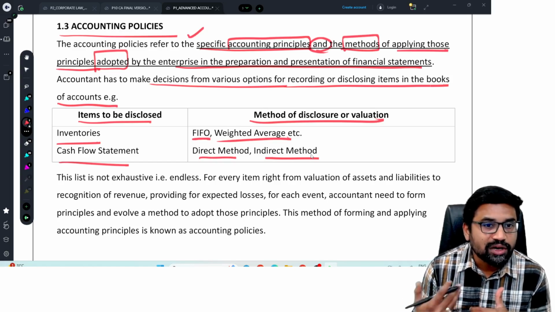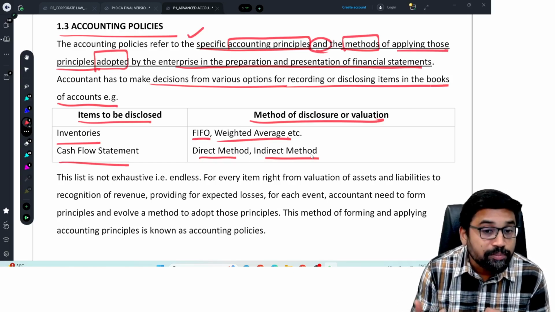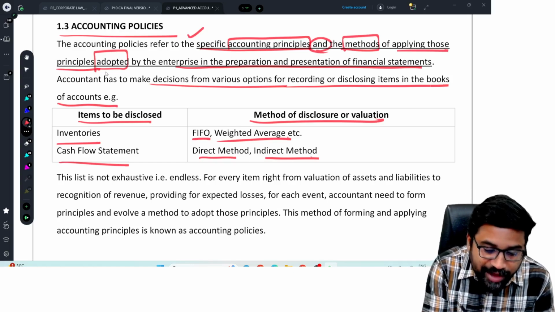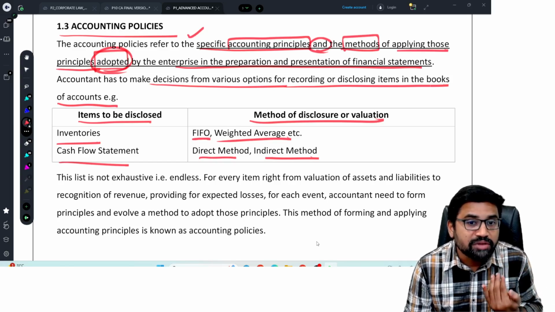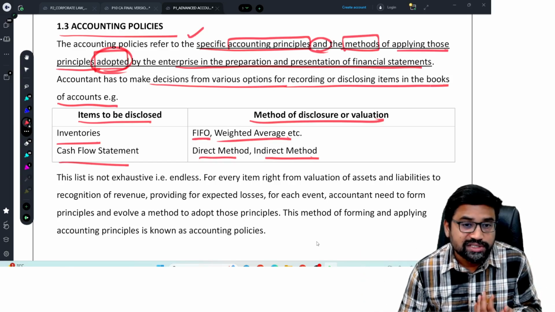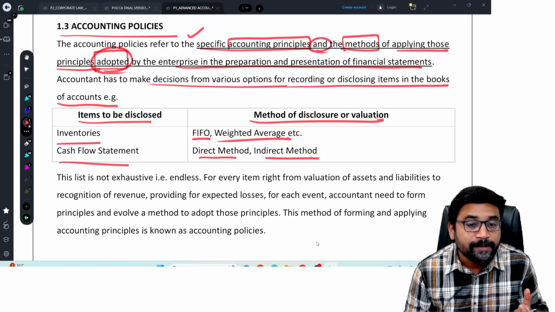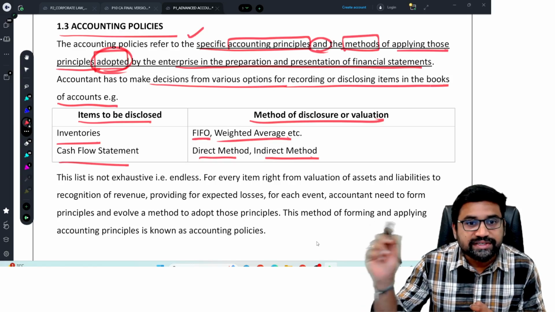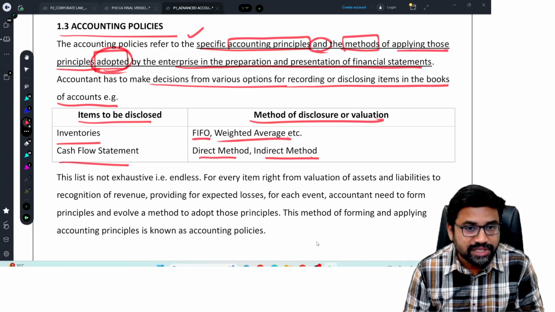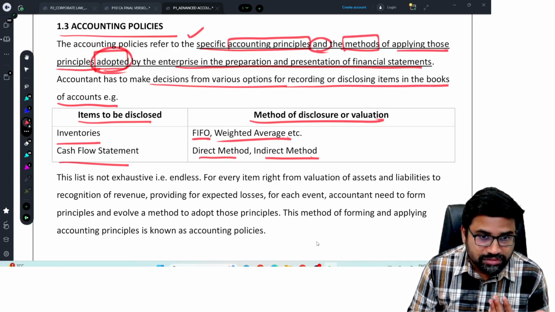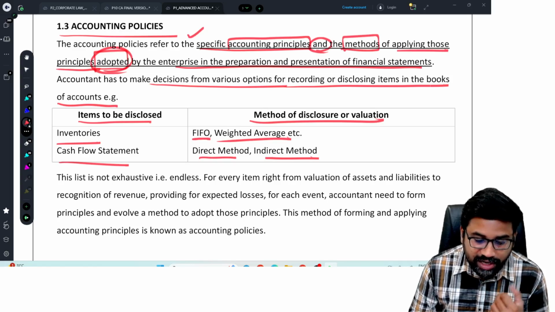So basically, what is accounting policy? Accounting policies are principles and methods of applying those principles adopted by the enterprise in the preparation of financial statements. Adopted by the enterprise. That means these policies will change from organization to organization, because X Limited adopted some accounting policy, Y Limited adopted some other accounting policy. For example, Reliance Industries Limited adopted weighted average method for determining the cost of inventory. Suppose, for example, Wipro Limited has adopted maybe FIFO method for valuing inventory. Example sake, I am saying. So whatever you choose for your organization, that will be your accounting policy.